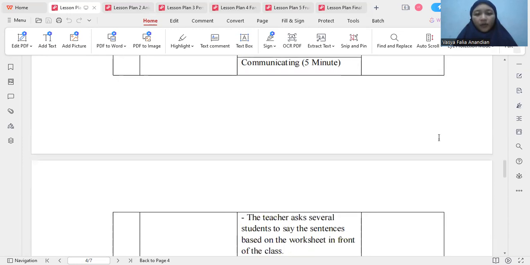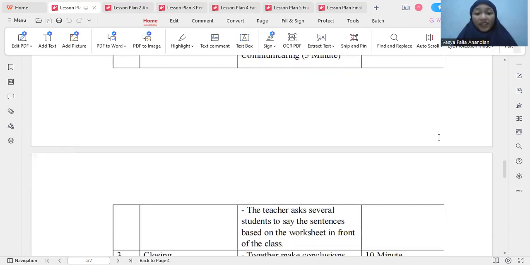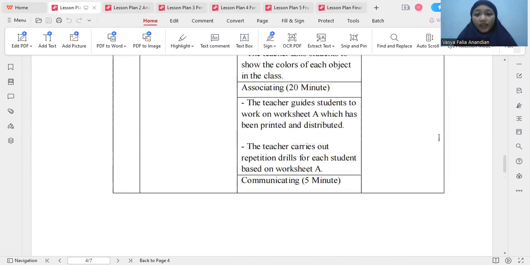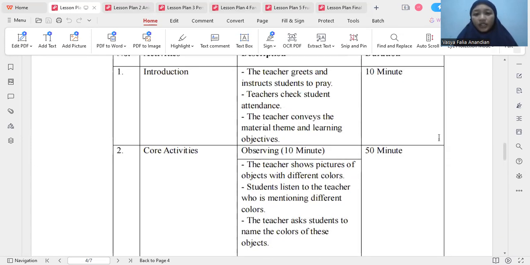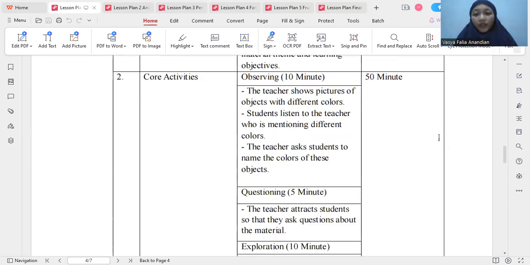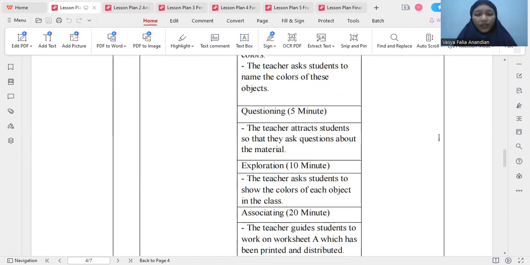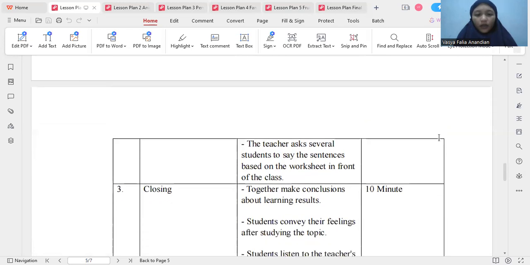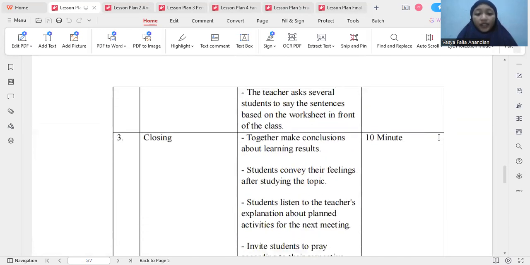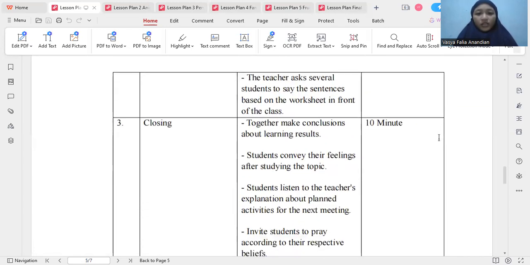So next part is communicating, 5 minutes. The teacher asks several questions to students to say the sentence based on the worksheet in front of the class. So the duration of the time is 50 minutes. So the closing activities are together make conclusion about the learning results.